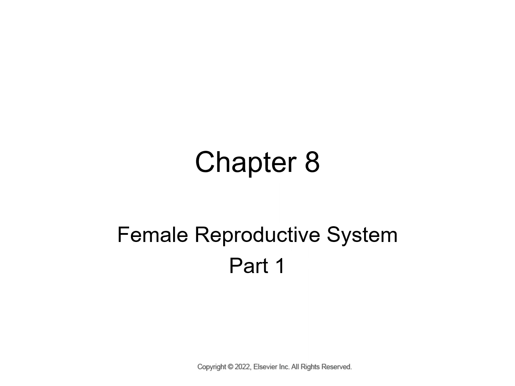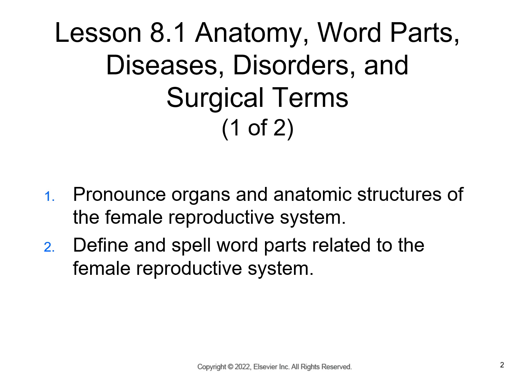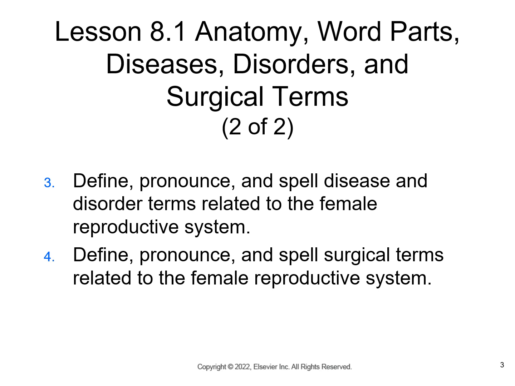Chapter 8, Female Reproductive System. In this chapter, we will pronounce organs and anatomical structures and define and spell word parts of the female reproductive system. We'll also look at the disease and disorder terms and surgical terms related to the female reproductive system.